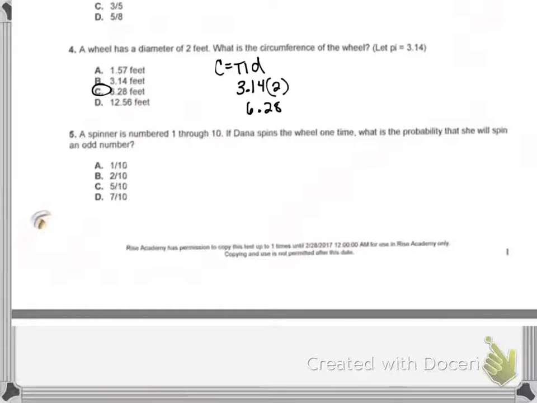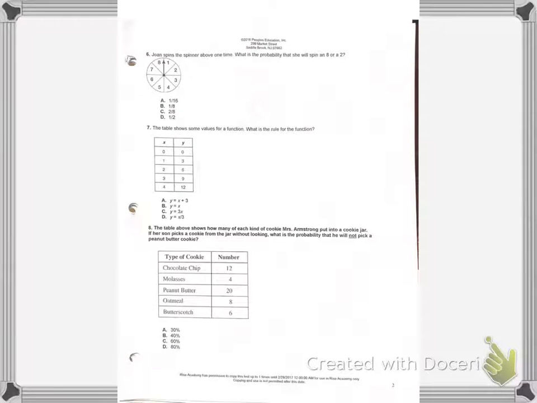Number 5. A spinner is numbered 1 through 10. If Dana spins the wheel 1 time, what is the probability that she will spin an odd number? So let me just write these numbers out. 1, 2, 3, 4, 5, 6, 7, 8, 9, and 10. So I know 10 is the total. And then how many are odd? I have 1, 2, 3, 4, 5. So I get 5 out of 10. So the answers really aren't simplified, so that's fine. The answer there is C. Alright, next page.